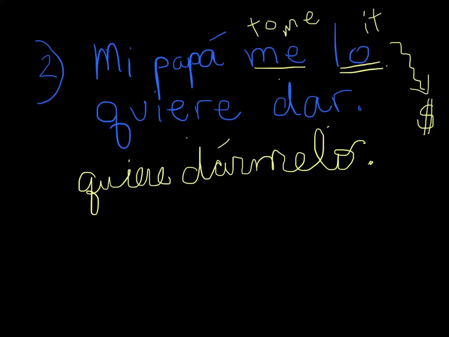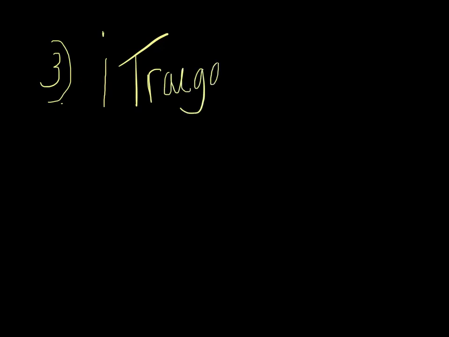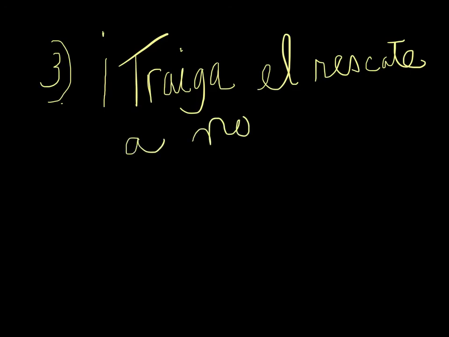Okay, one more practice. In a third type of sentence that we've talked about, we might have a command. So we might have, bring me the money, that the ransom, the kidnapper could say. So he could use traiga. That's a command form, bring. And he might be talking about el rescate. And to whom would he bring the ransom? To us. Let's make it. Maybe he has a friend. We'll find out, won't we?